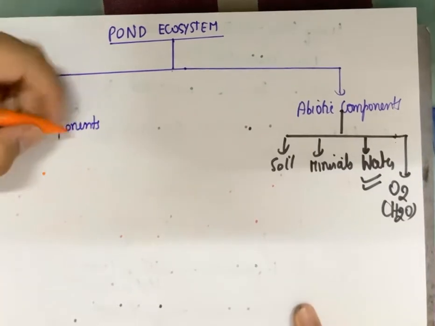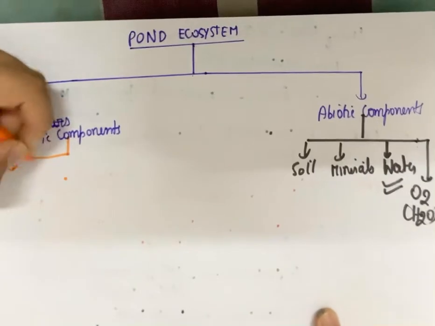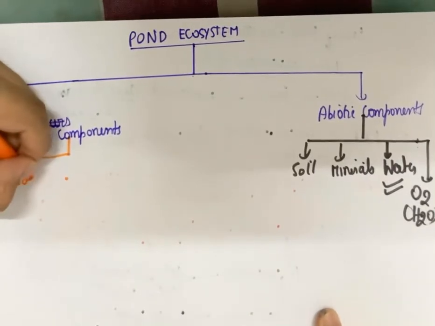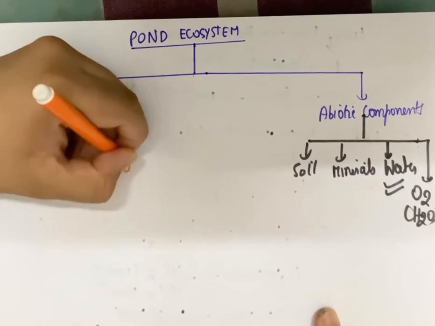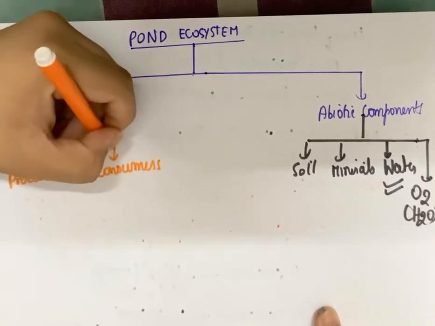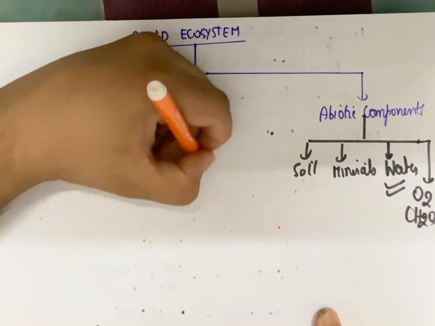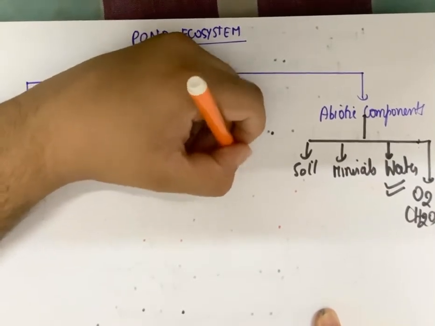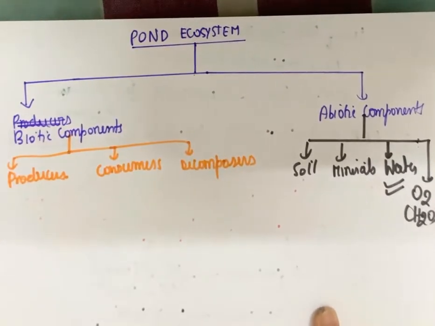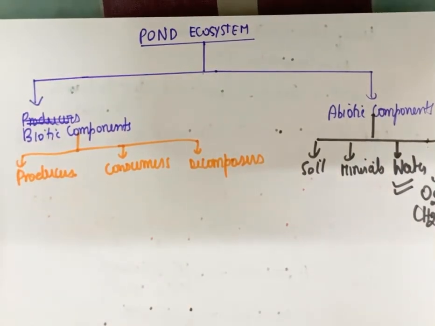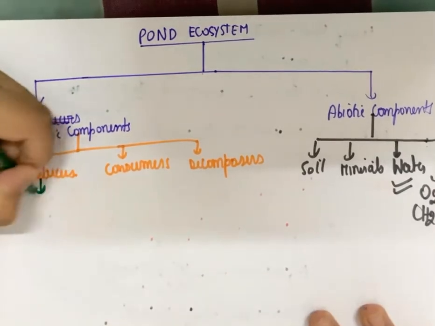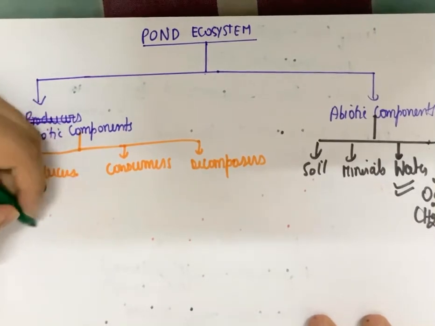Biotic will include mainly the producers, the consumers, and the decomposers or the detritivores, as they are also called, of the ecosystem. Producers are those components of the ecosystem which produce food from sunlight, which is the ultimate source of energy. So producers in a water ecosystem generally will include phytoplankton.